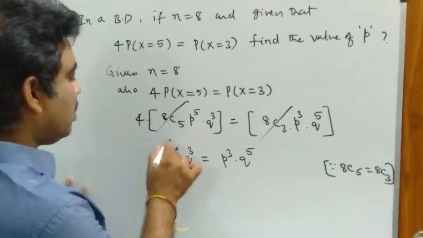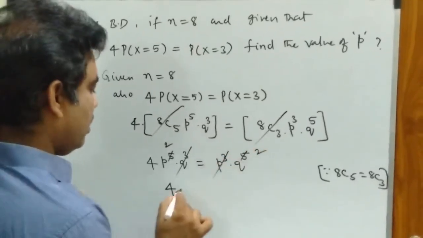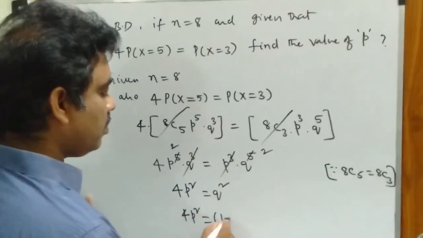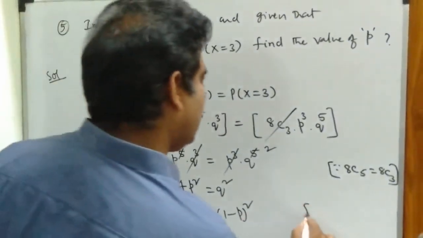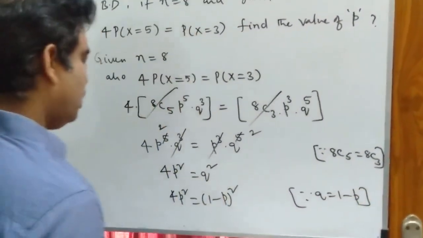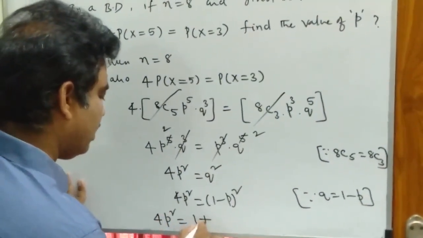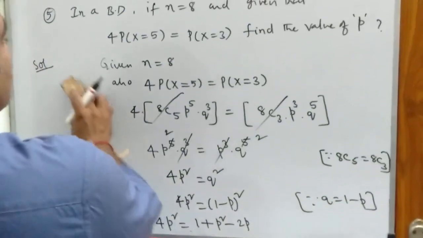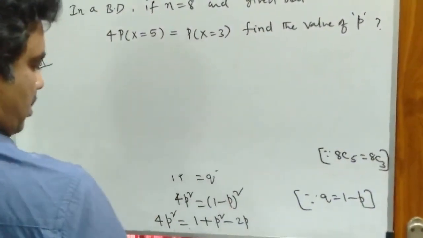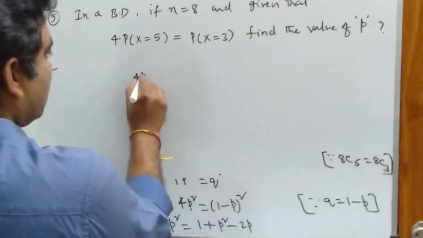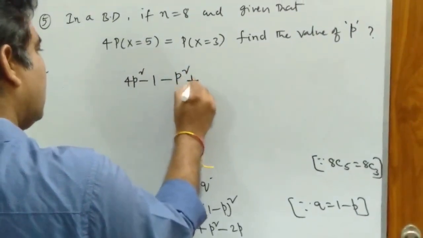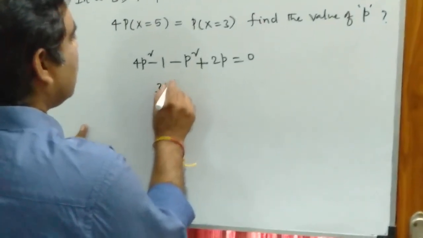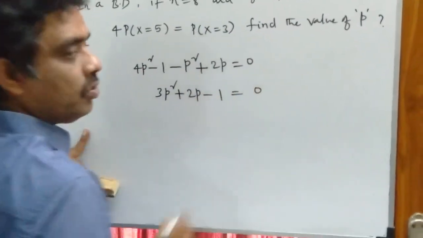So again p cube gets cancelled with q cube, so 4p square is equal to q square. That is 4p square is equal to (1 minus p) whole square, because q is equal to 1 minus p. So 4p square is equal to, expanding, 1 plus p square minus 2p. So in solving this equation, 4p square minus 1 minus p square plus 2p is equal to 0. This is 3p square plus 2p minus 1 is equal to 0.